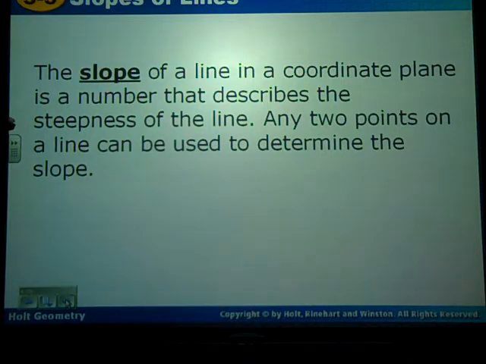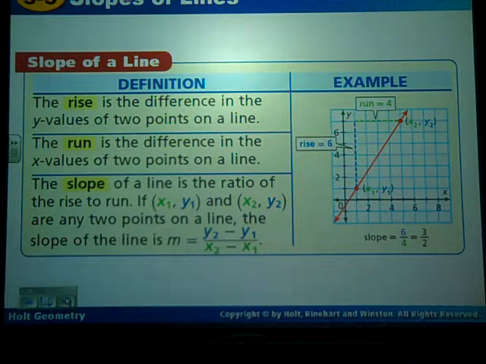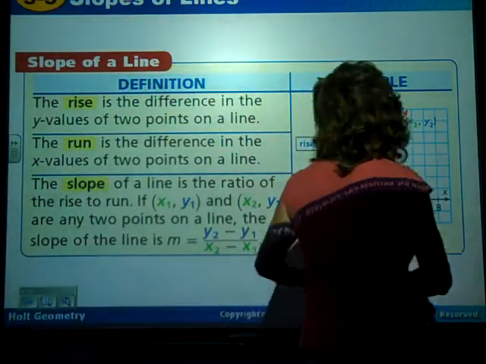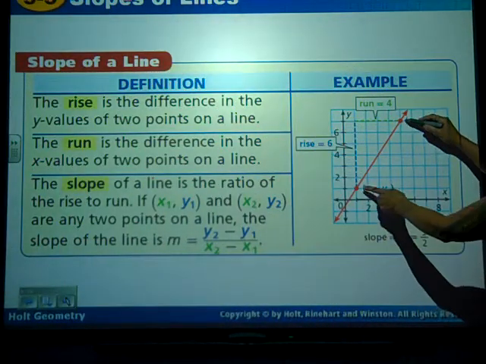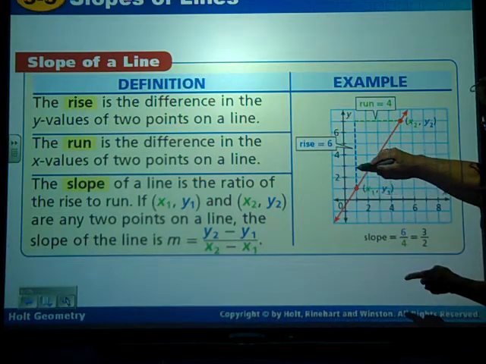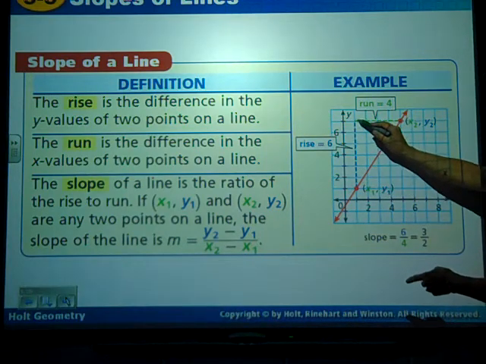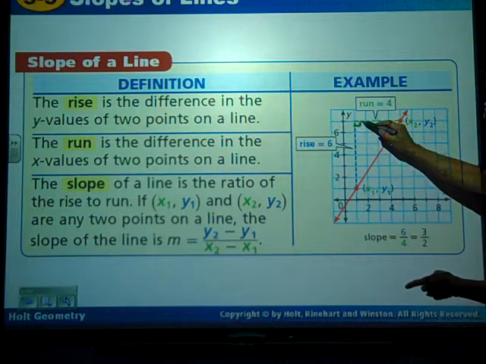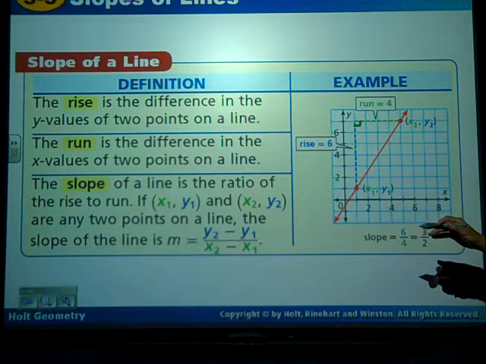So the slope of a line on a coordinate plane is just a number. It describes the steepness of that line. And any 2 points on the line can be used to find the slope. You get the same slope no matter which 2 points you use. So the rise, take a look at this. If you look at this line, the rise is going to be how far up it goes, the run how far over. And we're always making a right triangle to see how that works.